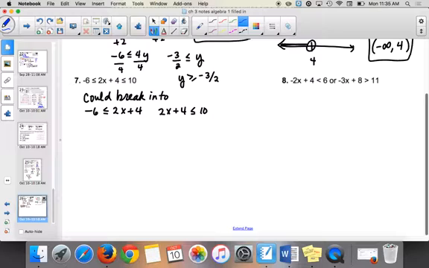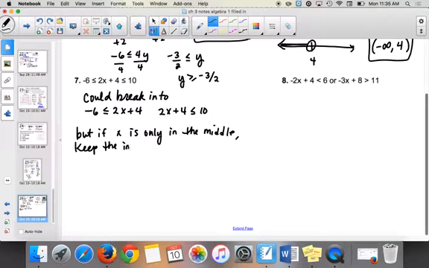But really, I don't ever do that unless I had like x's in all 3 locations or 2 of the locations. Do you guys see? Do you see where the x is? It's only in the middle. So if the x is only in the middle, just keep it all together. Keep the inequality as is. So we're going to keep it as that negative 6 is less than or equal to 2x plus 4 is less than or equal to 10.